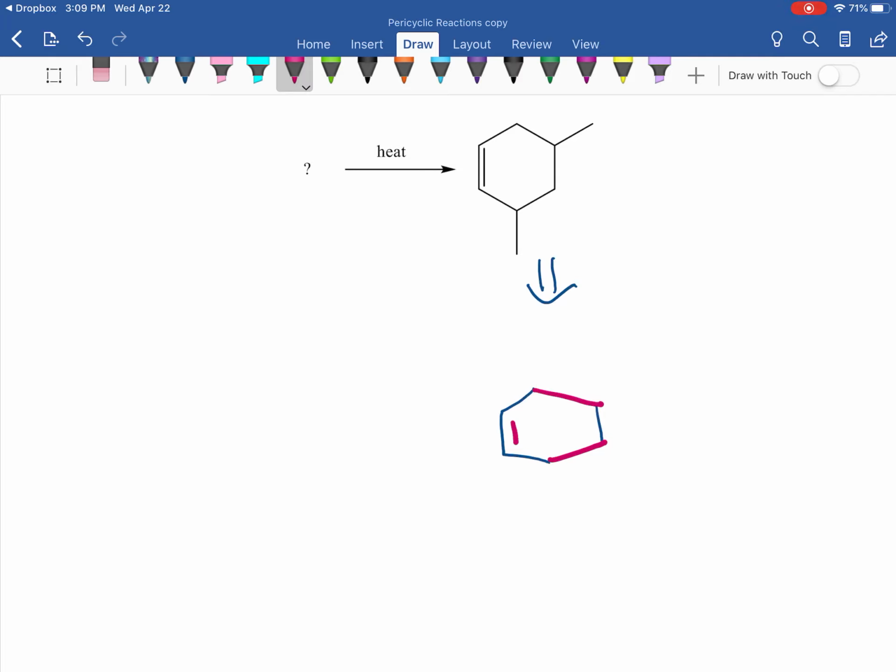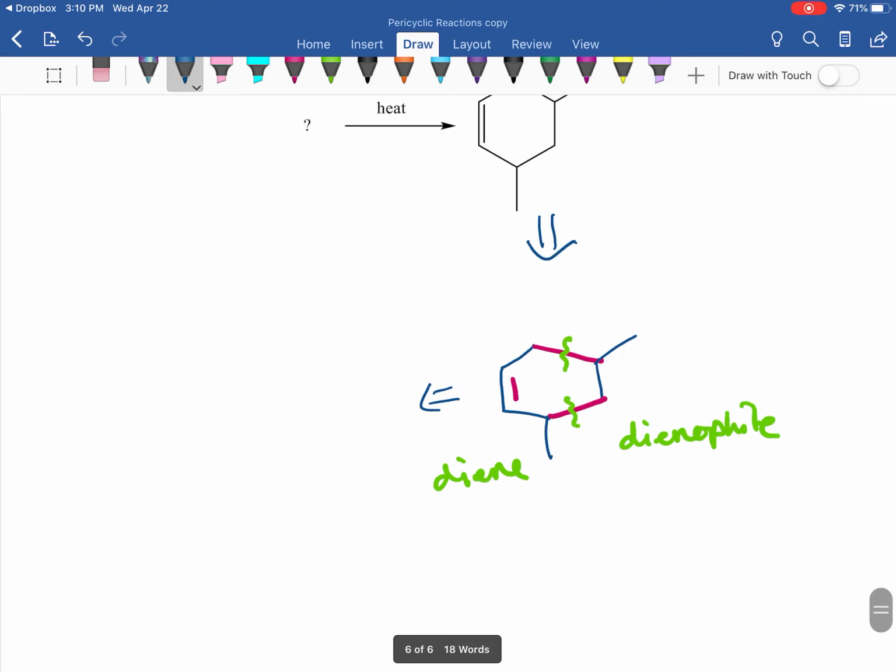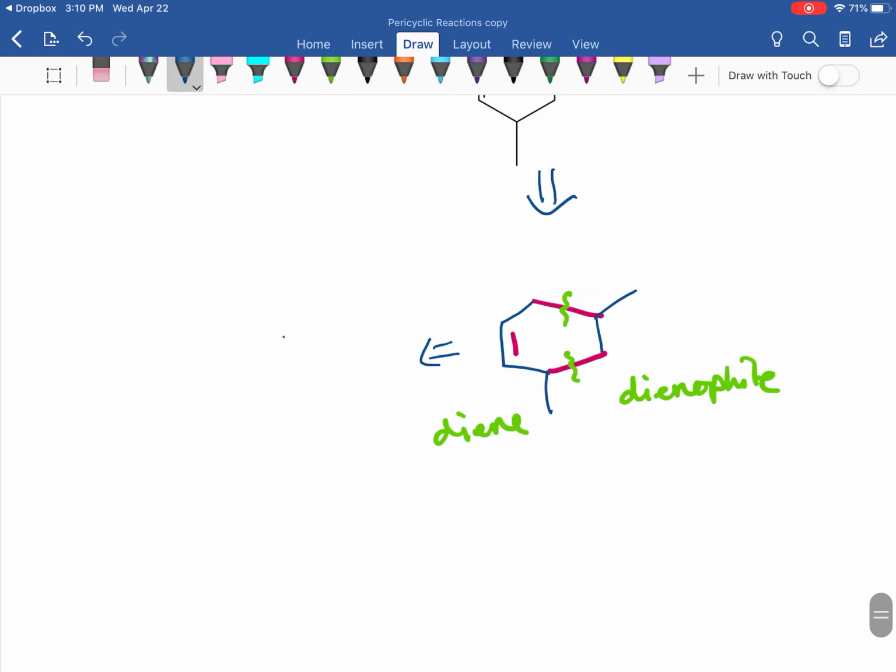Do you notice I had my color coding down pat moving forward? Let your color coding happen to help you going backwards. And why do you give a crap about your color coding? Because now you know what your starting materials need to be, right? These are the bonds that are being made. So that means that this side is your dienophile. This side is your diene.